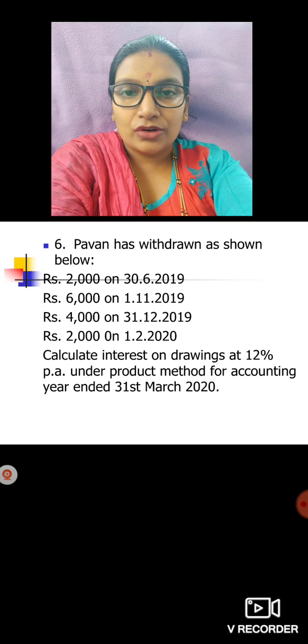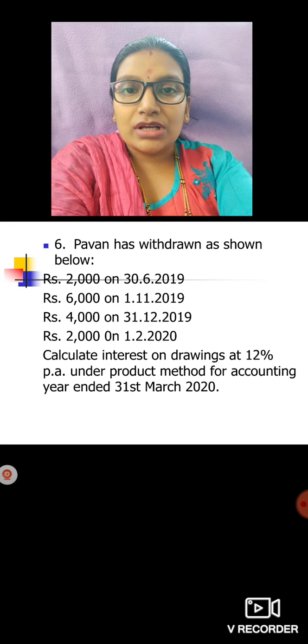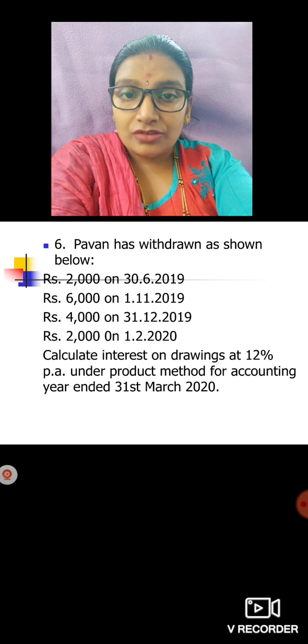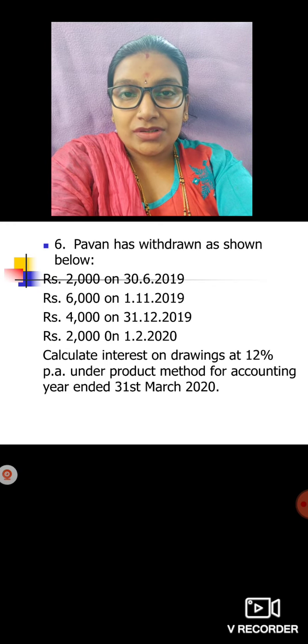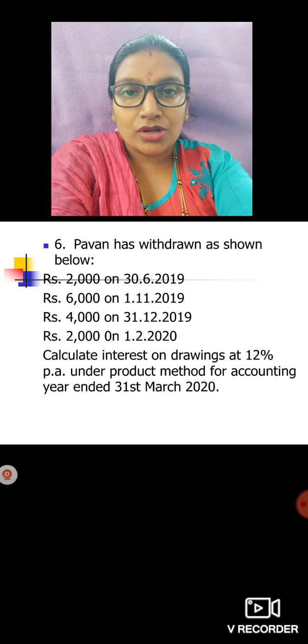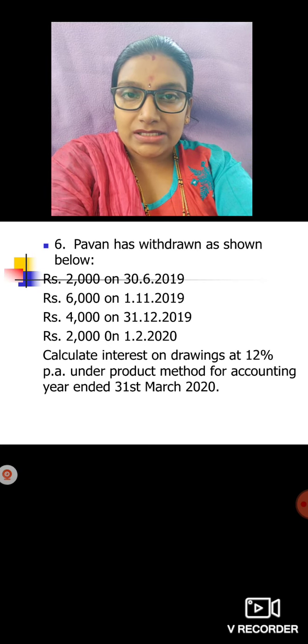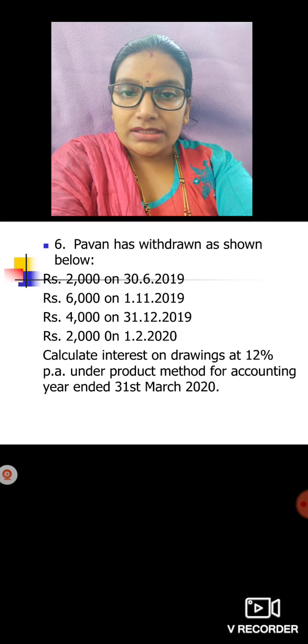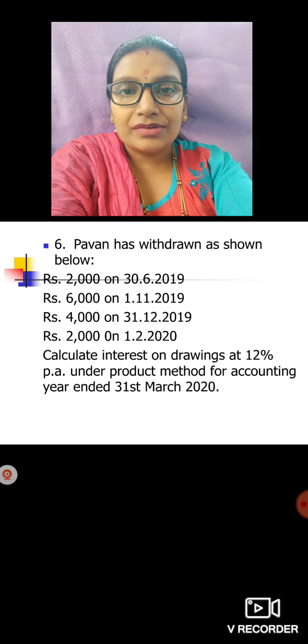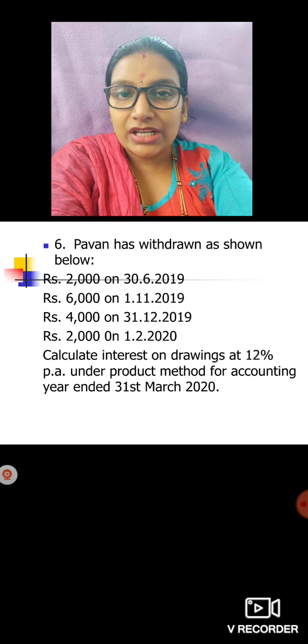Pawan has withdrawn the following. Pawan withdrew as shown below. 2000 he withdrew on 30th of June 2019. So you should count from July. Okay, then 6000 he withdrew on 1st of November. So should count from November to March. Okay, then 4000 you have on 31st of December. So should count from January. You'll get 3 months, January, February, and March.